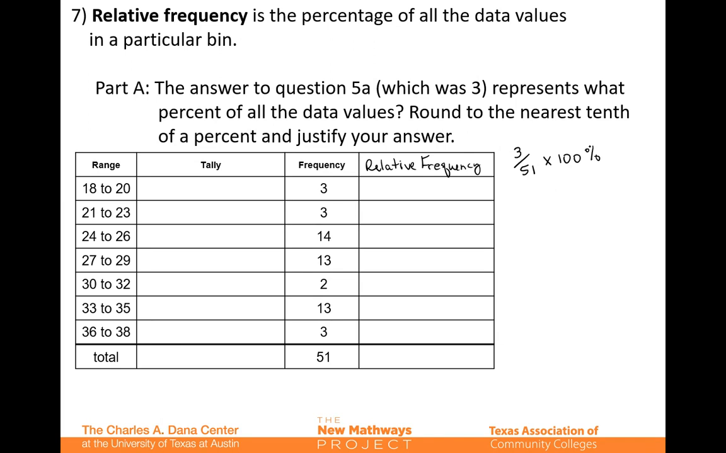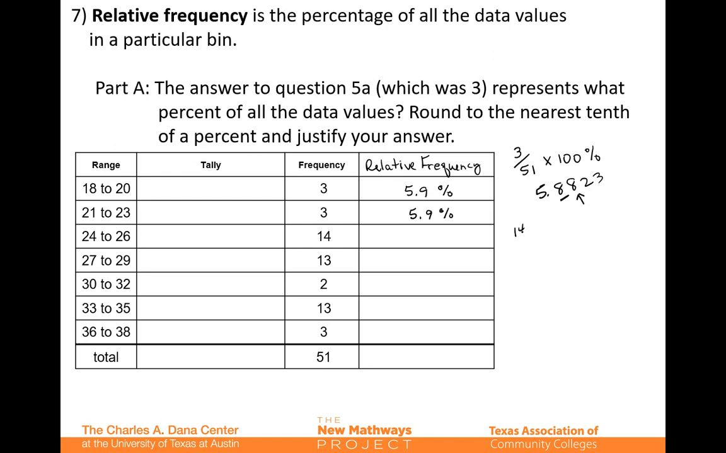If I do that, 3 divided by 51, I'm going to round this to the nearest tenth. The calculator actually gives me this number. But here's the tenths place. I look right next to it. Since this is more than 5, I have to round up. So relative frequency, 5.9%. 3 here is going to be exactly the same.